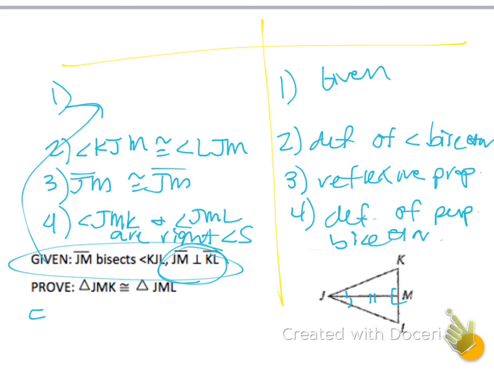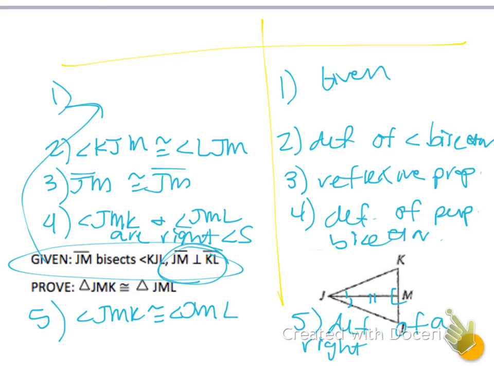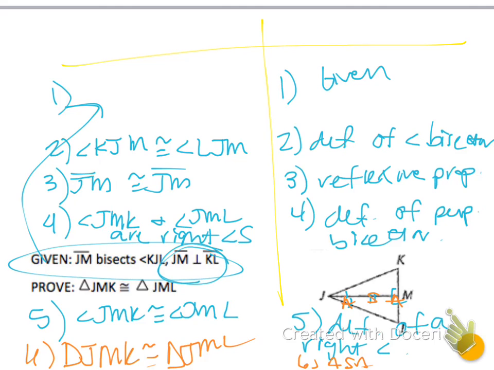Okay, and here's the fun part. We said they're 90 degrees, but now we've got to say they're the same. So angle JMK is congruent to angle JML by definition of a right angle. Okay, so now I have three sets of things that are congruent. So angle, side, angle is my shortcut. So triangle JMK is congruent to triangle JML by angle, side, angle.